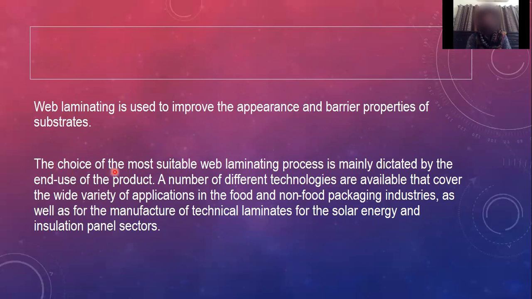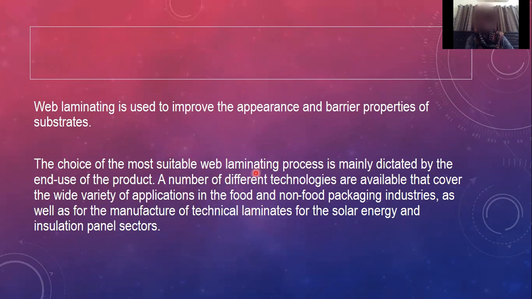The choice of the most suitable web laminating process is mainly determined by the end use of the product. A number of different technologies are available that cover a wide variety of applications in the food and non-food packaging industries, as well as the manufacturing of technical laminations for the solar energy and the insulation plan sectors.